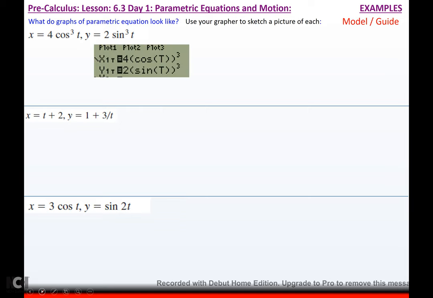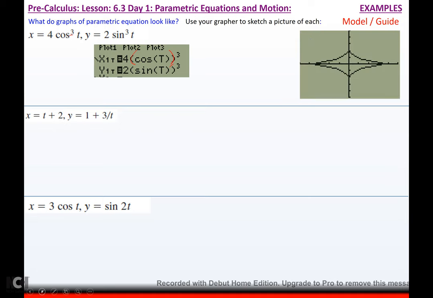Now be careful when you type it. To get that cubed, we can't put the cube right there on top of the cos like they do, so we've got to do this. You've got to open up your parentheses, okay, and then cube. So type it like that. Then when you hit graph, that's the graph that I'm wanting you to get.